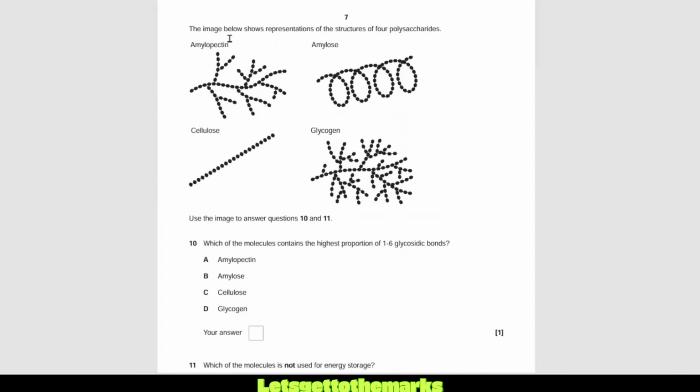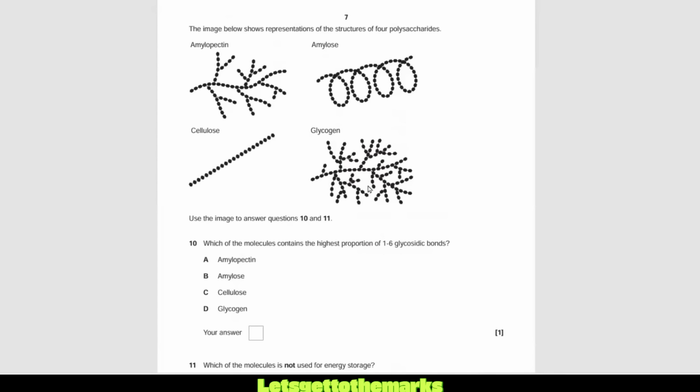Right. The image below shows representations of structures of 4 polysaccharides. We've got amylopectin, cellulose, amylose, and glycogen. Use the image to answer questions 10 and 11. Which of the molecules contains the highest proportion of 1 to 6 glycosidic bonds? Is it amylopectin, amylose, cellulose, or glycogen? Give your answer. Pause the video, have a go.